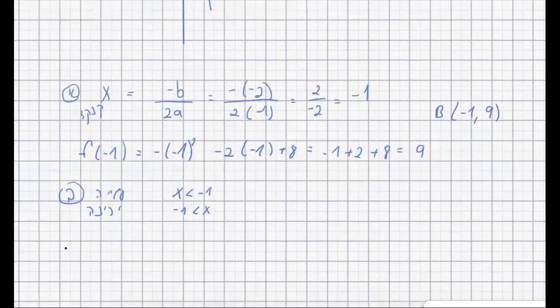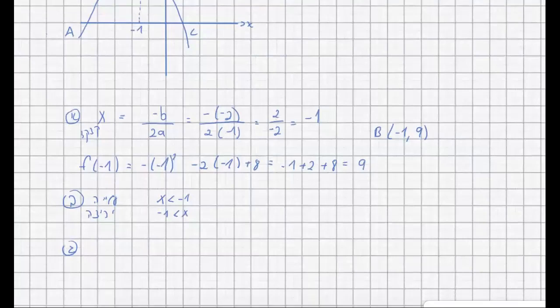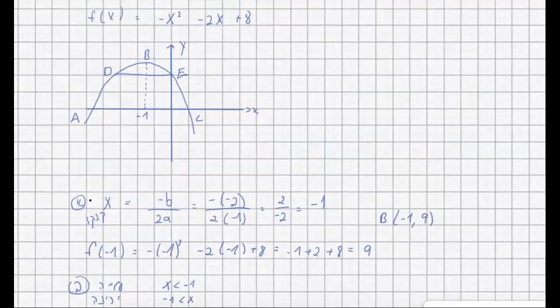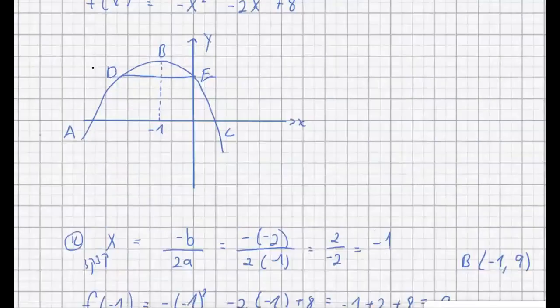Let's do gimel. Calculate the points of intersection of the parabola with the x-axis. I don't know if we talked about it or not. But intersection points with the x-axis means whenever the parabola touches the x-axis. So whenever it crosses through the x line. So what points are those? C and A. How do you find them?